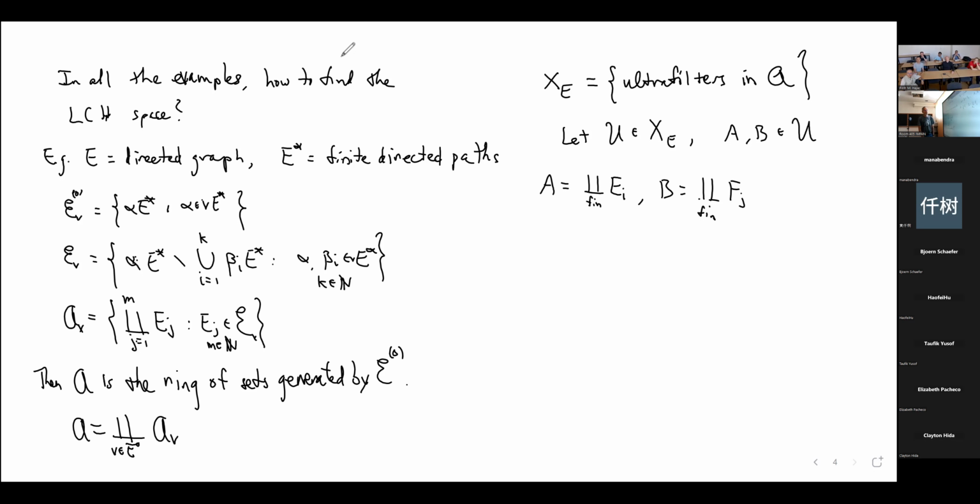Being an ultrafilter means that exactly one of the E_i belongs to U, and likewise exactly one of the F_j. So there exist unique i and j such that E_i and F_j belong to U, and then of course their intersection belongs to U.